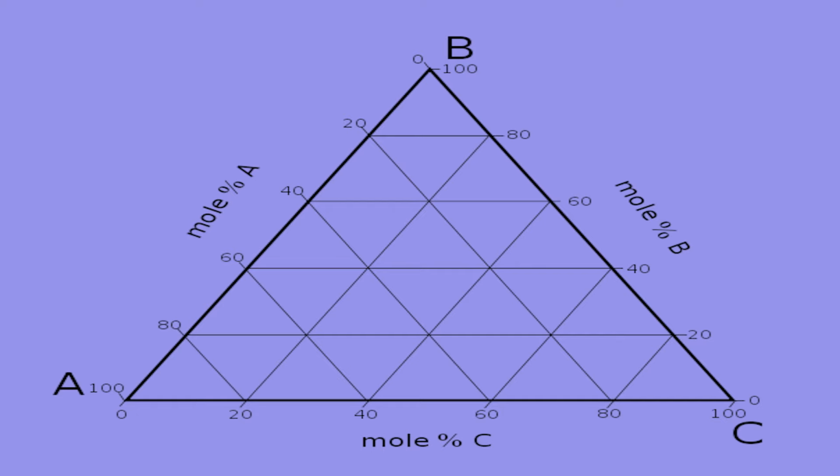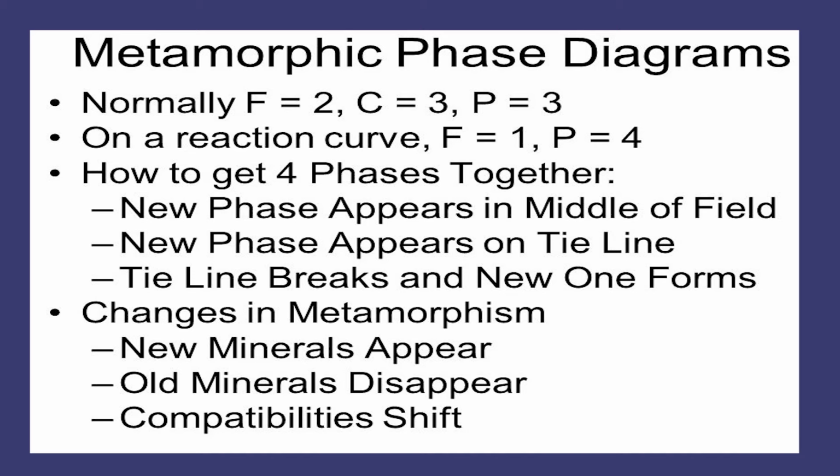Tie lines denote 2 coexisting phases. Triangular subfields denote 3 coexisting phases. Phase diagrams give the idea about the mineral combination under given pressure temperature conditions. Evolution is tracked by changes in diagrams. Normally F equal to 2, C equal to 3, P equal to 3. On a reaction curve, F equal to 1, P equal to 4.